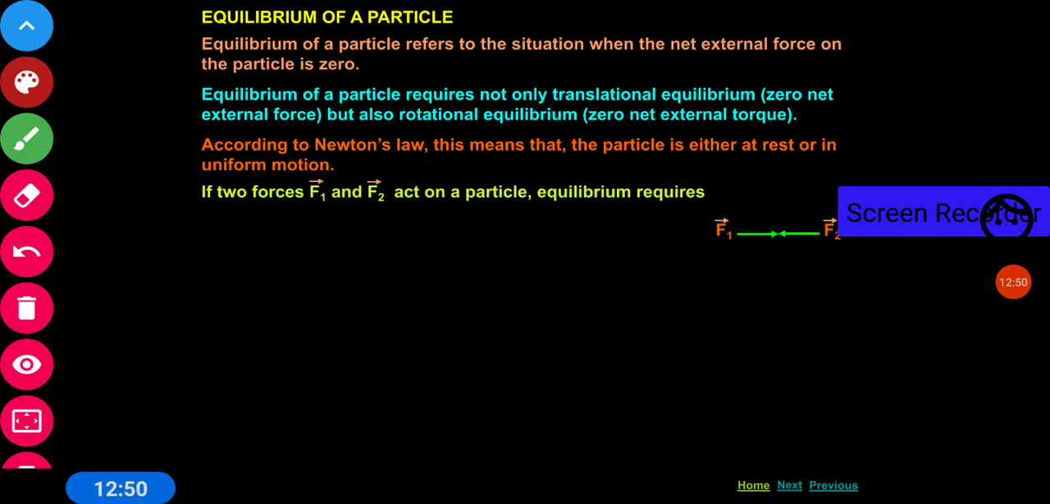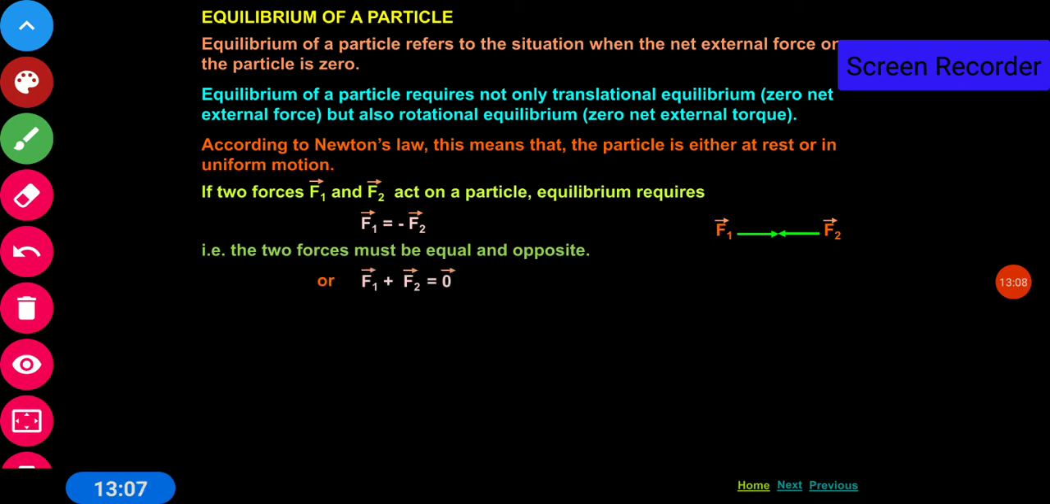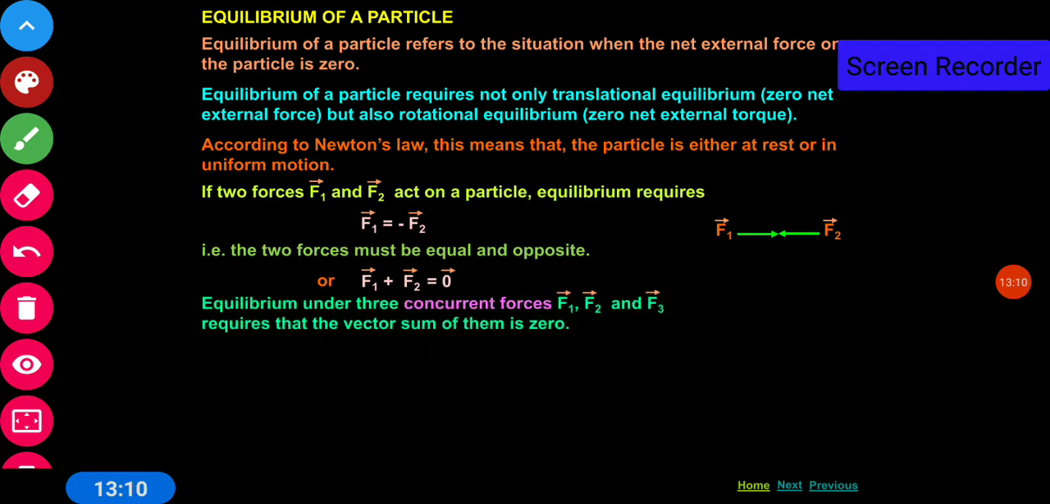Two forces F1 and F2 act on a particle. Equilibrium requires that F1 should be equal to F2 and opposite. So the two forces must be equal and opposite, or F1 plus F2 is equal to 0. Equilibrium under three concurrent forces F1, F2 and F3 requires that the vector sum of them is 0. So vector F1 plus F2 plus F3 is equal to 0.